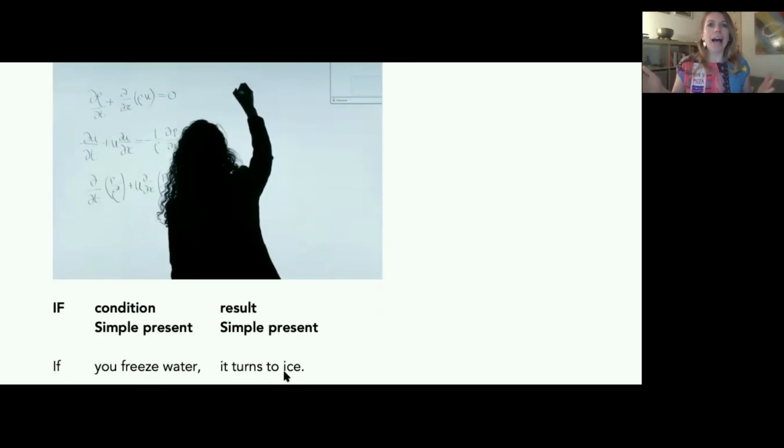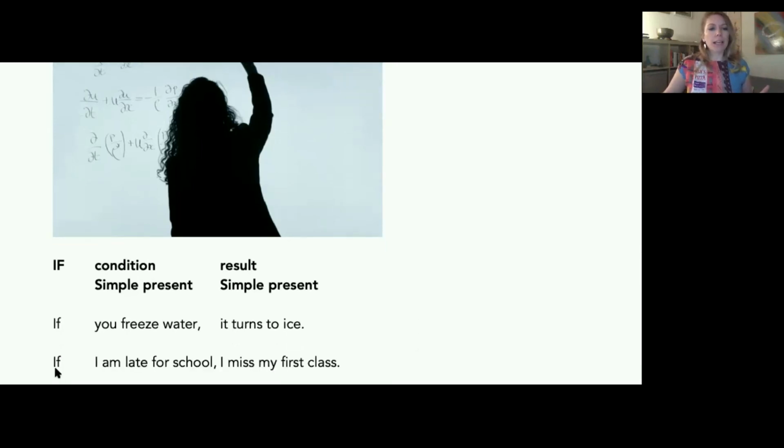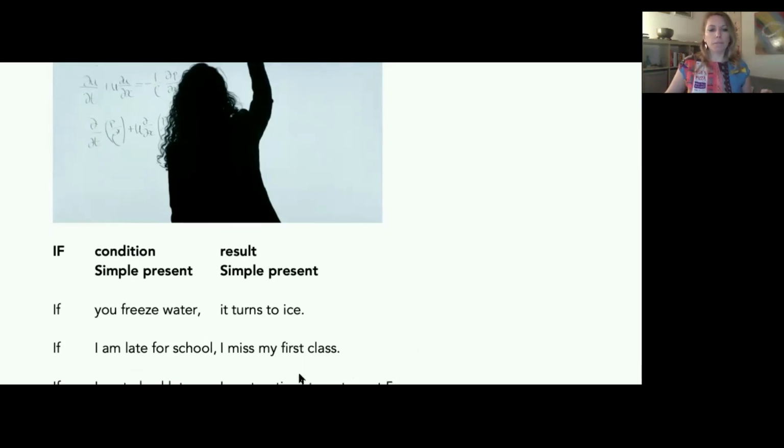You can't argue with that, right? It's a fact. That's just how it is, okay? Now, you can also be very factual about your experience of everyday life, because it's your experience and no one can really argue with that. So you might say, if I am late for school, I miss my first class. If this is the condition, then this is inevitable. It's going to happen. It's certain that you're going to miss your class.